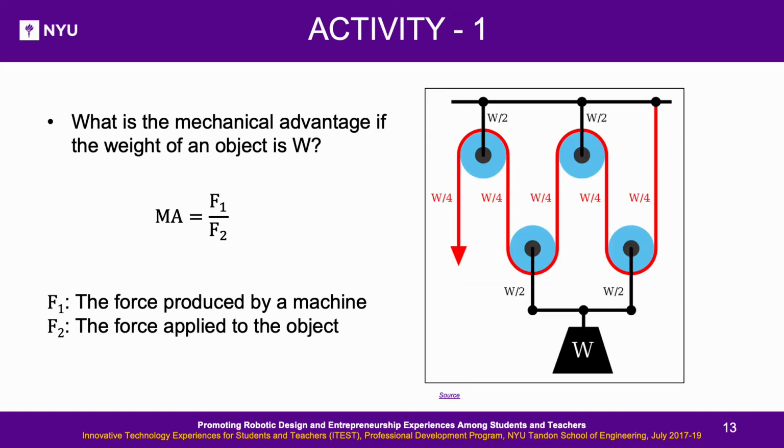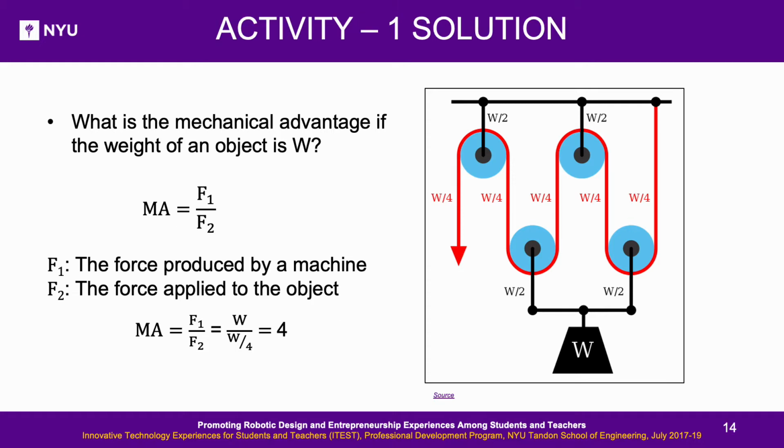Activity 1. What is the mechanical advantage of this pulley system, if the weight of an object is W? F1 is the force produced by a machine. F2 is the force applied to the object. Activity 1 solution. The mechanical advantage of this pulley system for weight W is 4. This implies that by using 4 pulleys, the input can be 25% less than the weight of the object as the input force gets magnified 4 times.